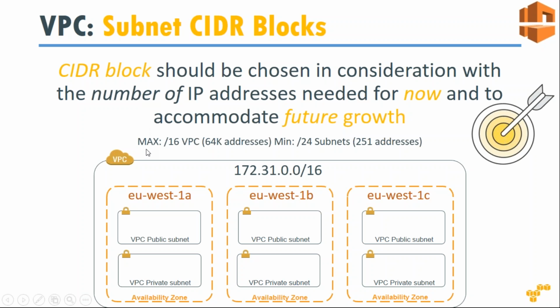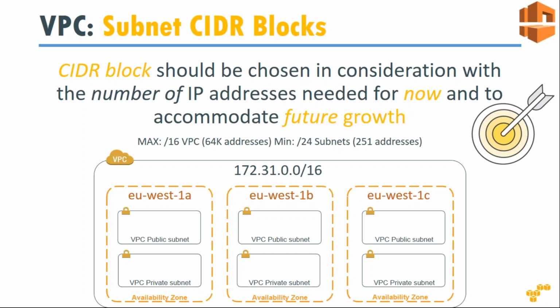So you have a maximum of 64 IP addresses, that is /16. If you do /16, you will get 64 IP addresses, and if you have a /24, you will get a minimum of 251 IP addresses. Amazon says these are the ranges you can create VPCs from, anything in between 16 and 24: 17, 18, 21, 22, anything you can use.